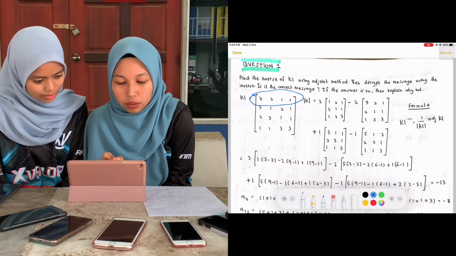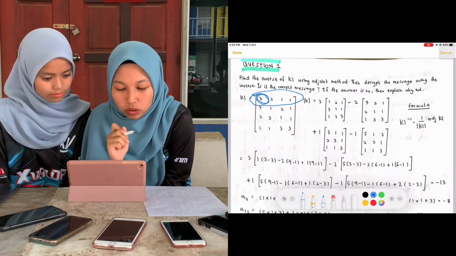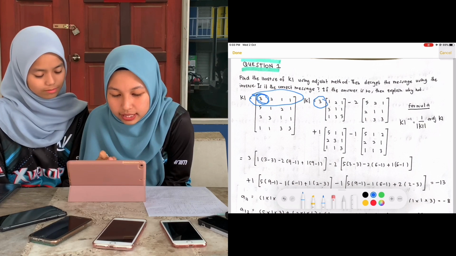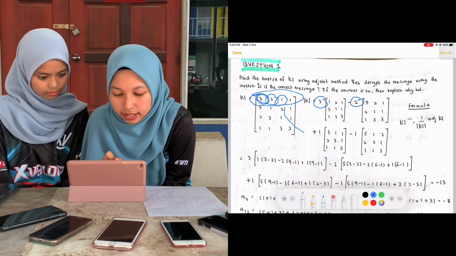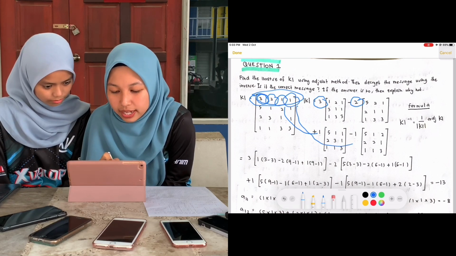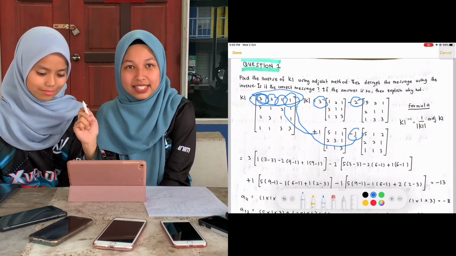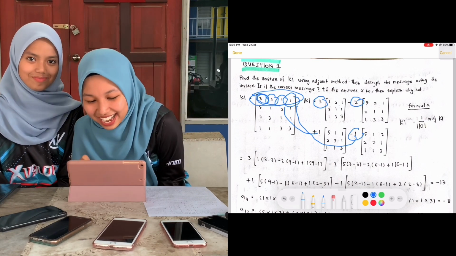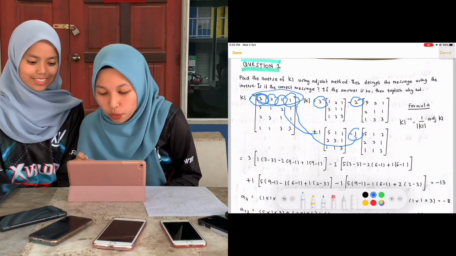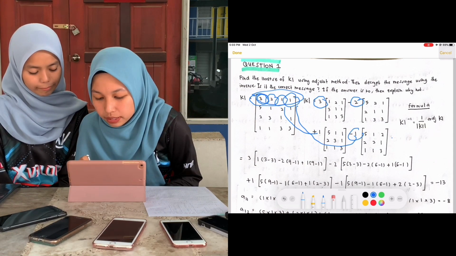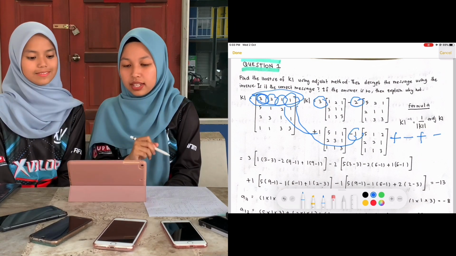3211. Firstly, we need to put the first number in the first row, which is 3 here, and 2 here, 1 here, and the last one here. And the first thing we need to remember is, because we choose the first row, we need to remember the symbols, which are plus, minus, plus, minus.